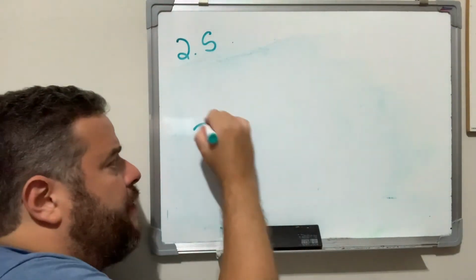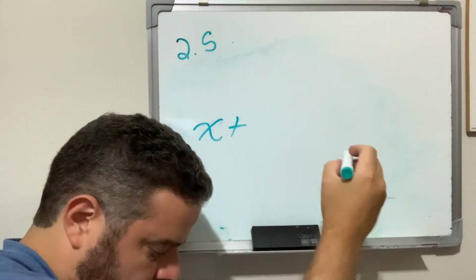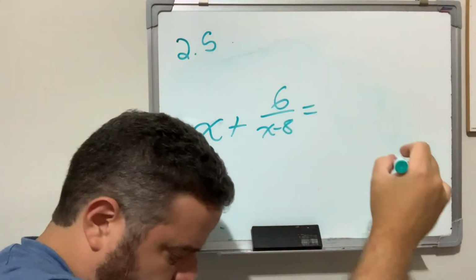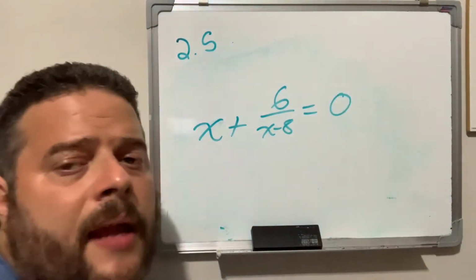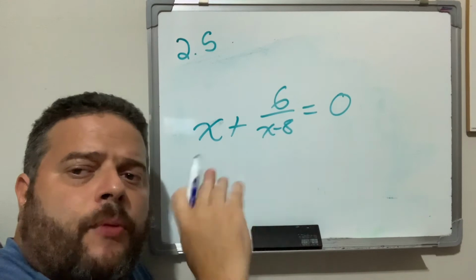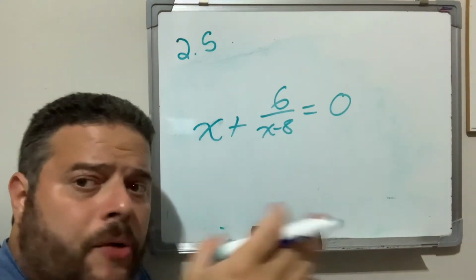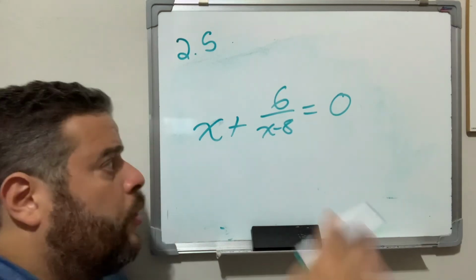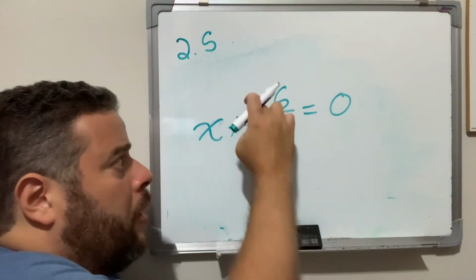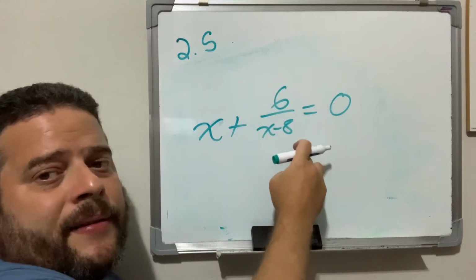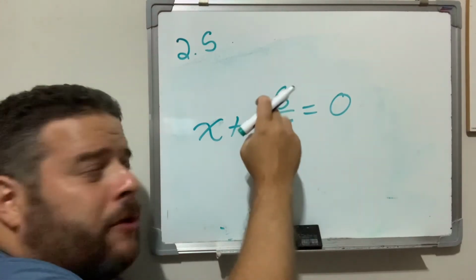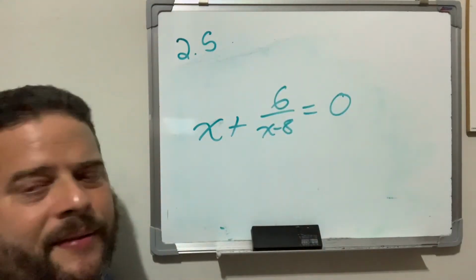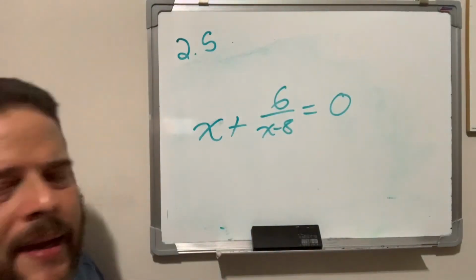Again, let's say I have this case right here. 6 over x minus 8 equals 0. Now the trick of these rational equations is quite simple. All you have to do is get rid of your denominators. That's it. So how do I get rid of this denominator? Multiplying this term by x minus 8. But how do I multiply this term by x minus 8? I have to multiply this side by x minus 8 and this side by x minus 8.